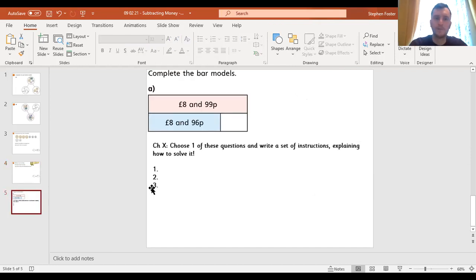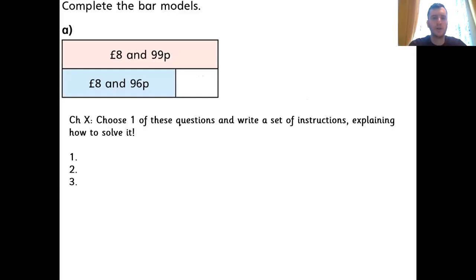One last question, bar model to show our subtraction. And this one hopefully should be easy if you spot why. Complete the bar models. Our whole is £8.99. Our part is £8.96. What's my other part going to be? This time we could count back, or we could count forward from this to this.